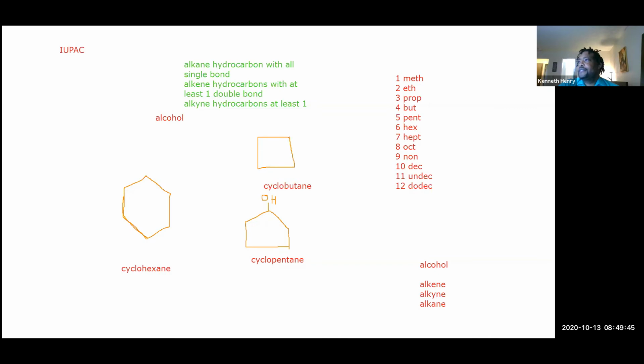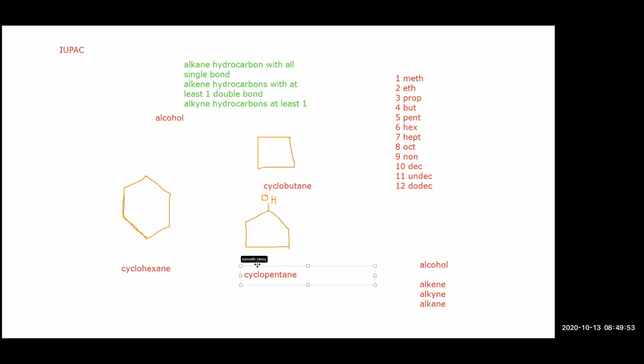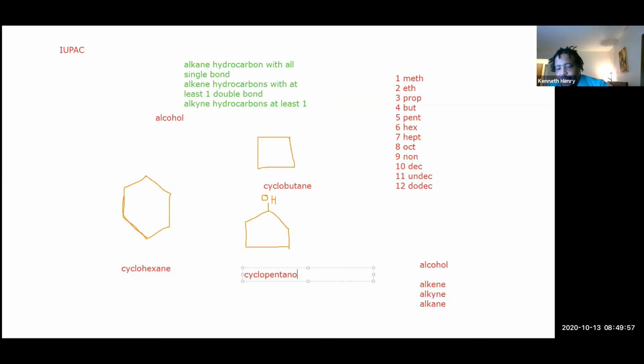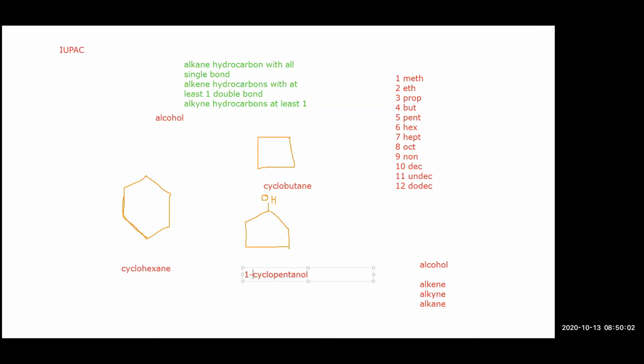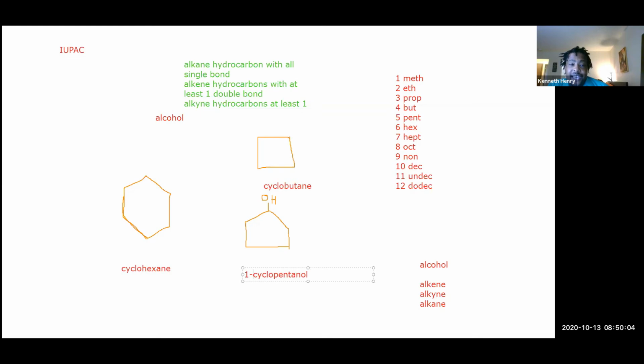So now what is it called? Cyclopentanol? That's right. But to be exact, you would say 1-cyclopentanol, because that tells me that I have an OH on that first carbon. And the first carbon is always going to be defined by that functional group. So it kind of works out perfectly, right?